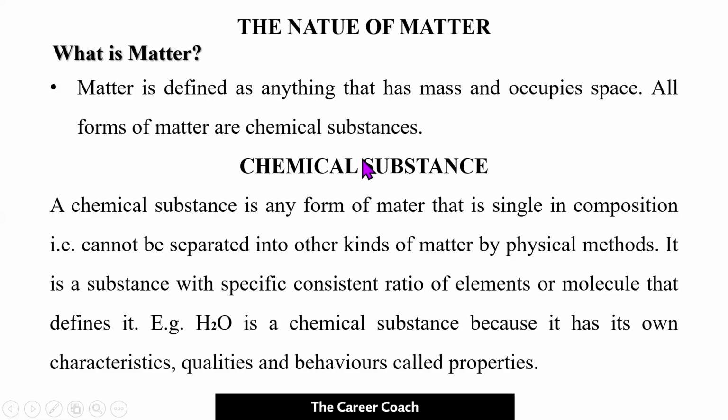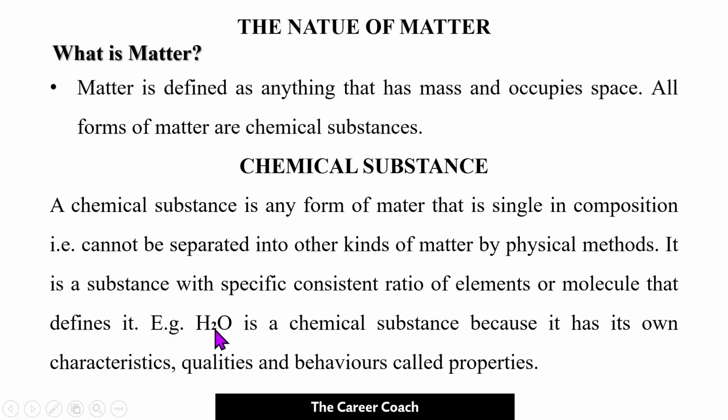What are chemical substances? A chemical substance is any form of matter that is single in its composition. For instance, they cannot be separated into other kinds of matter by physical methods. These are chemical substances. It is a substance with a specific, consistent ratio of elements or molecules that defines it.